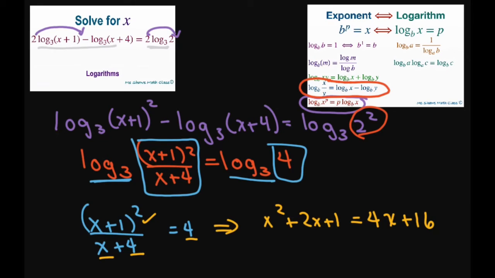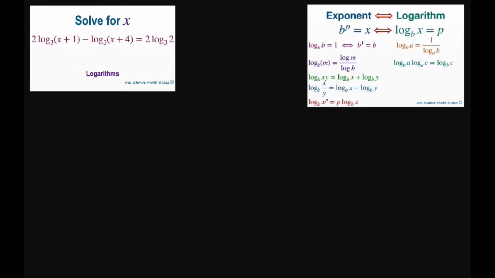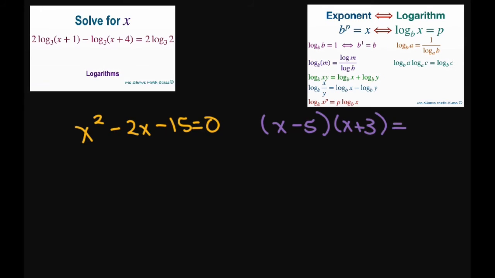Now we're going to move everything over to the left-hand side of the equation since it's quadratic in form. This is going to give me x squared minus 2x minus 15 equals 0. Therefore, as you factor, x minus 5 times x plus 3 equals 0. All right, that means we have x equals 5 or x equals negative 3.